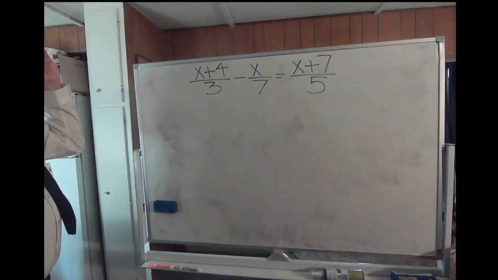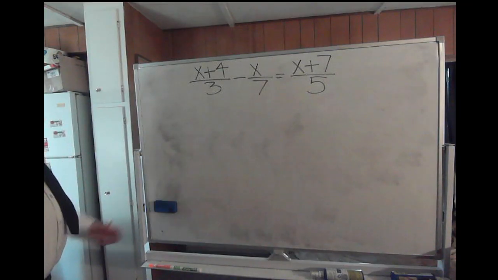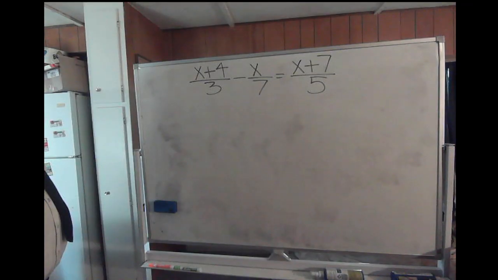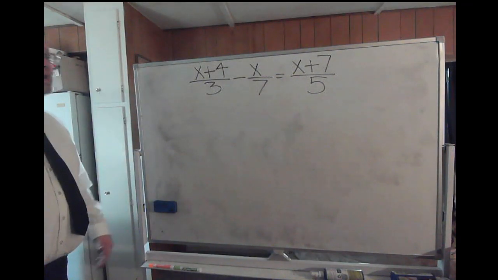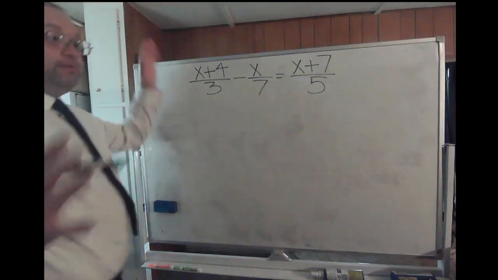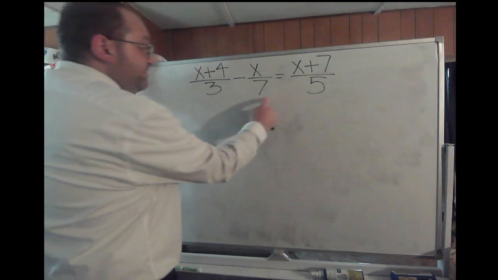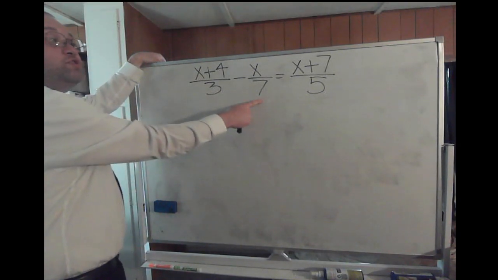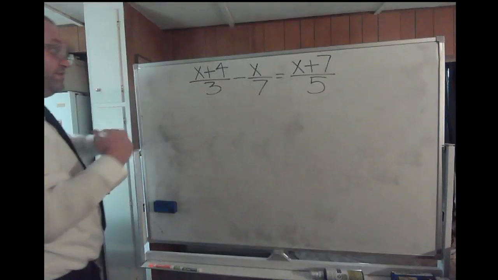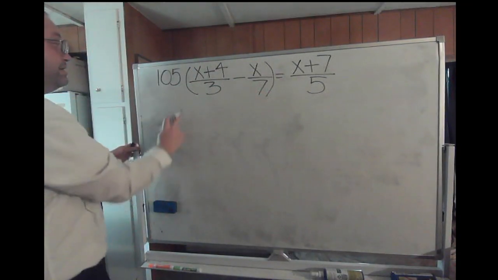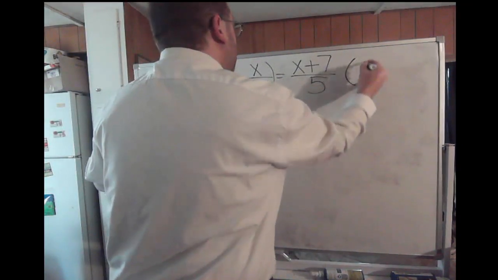Alright, so we need to find the least common denominator of 3, 7, and 5. Unfortunately, there is no pretty denominator. The least common denominator of 3, 7, and 5 is if you multiply these three together. 3 times 7 is 21, times 5 is 105. So you're going to multiply both sides by your least common denominator of 105.